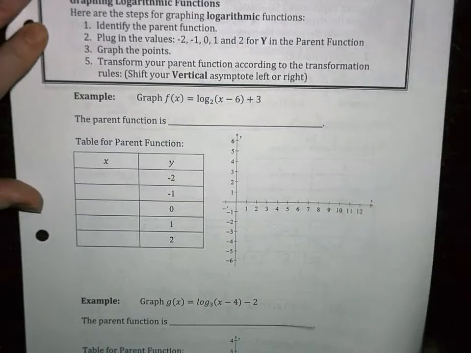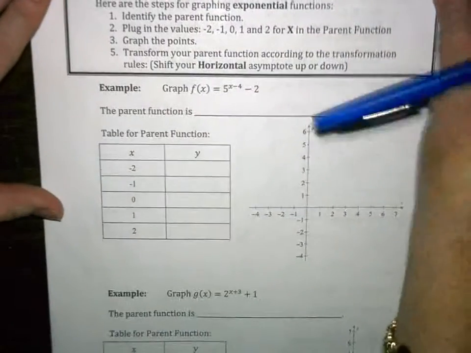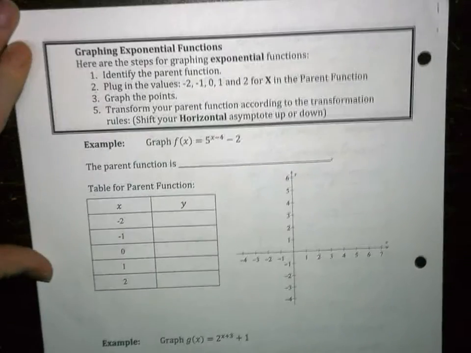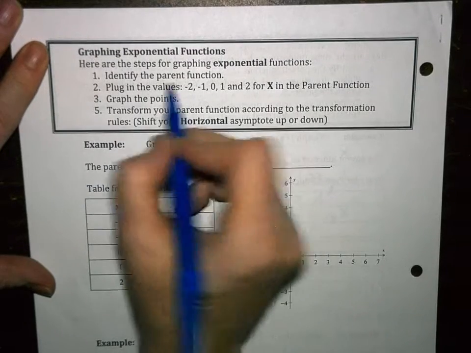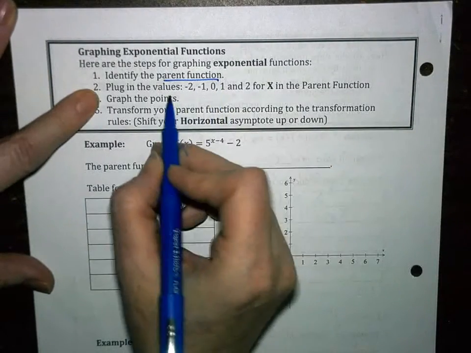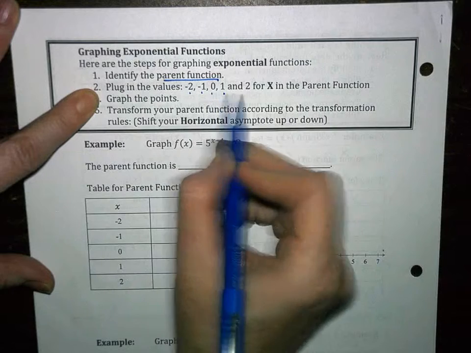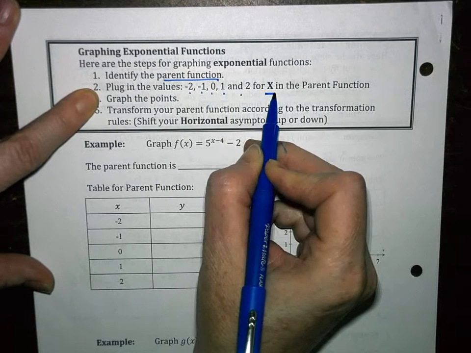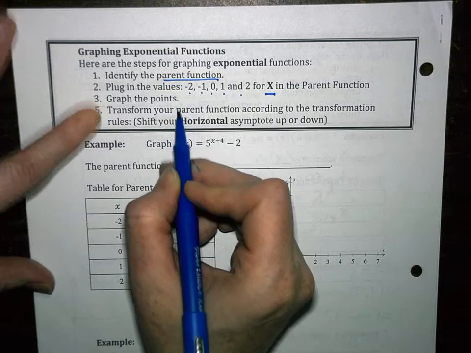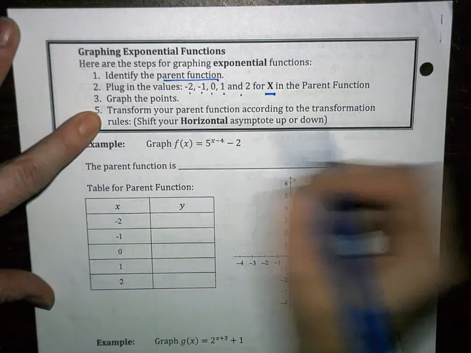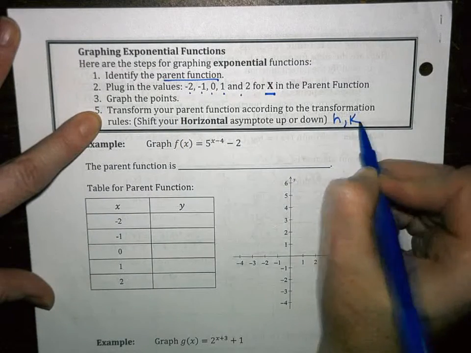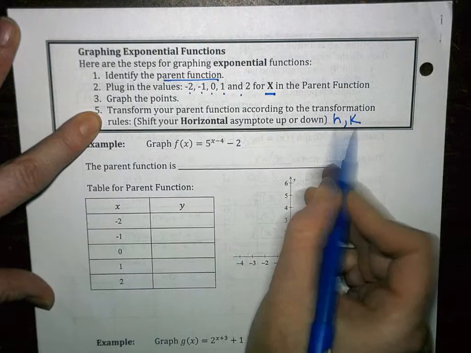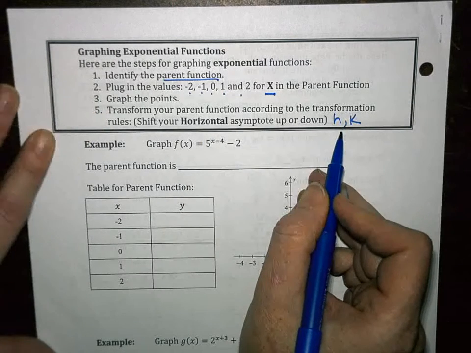Keep moving. Now we're getting to actual graphing. And I'd like to start with the exponents because I think we're more familiar with that. So I think this will be more intuitive. Okay. So these are our steps. We identify the parent function. We plug the values, these 5 values, in for x. We graph those points, and then we look at h and k and transform according to those transformations. Okay, so let's do it.